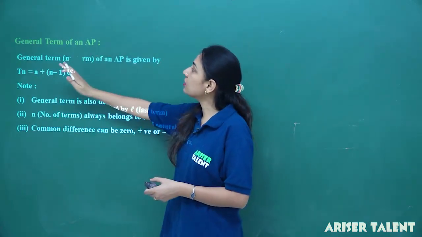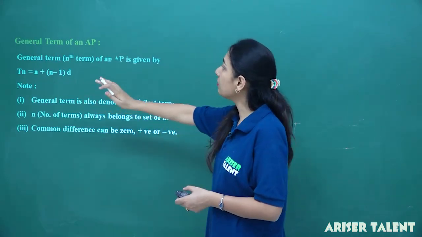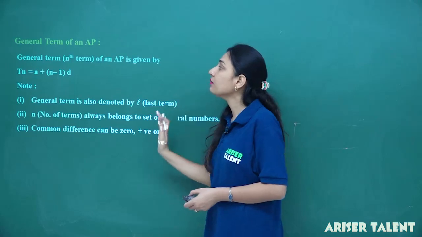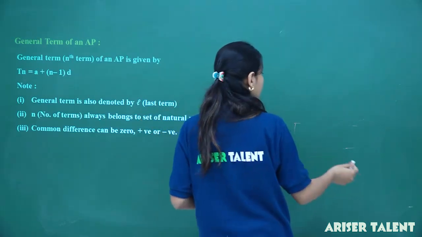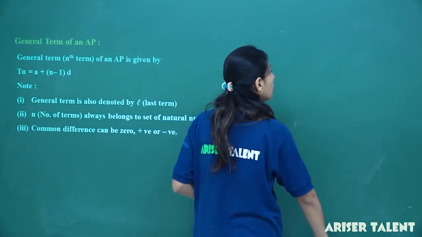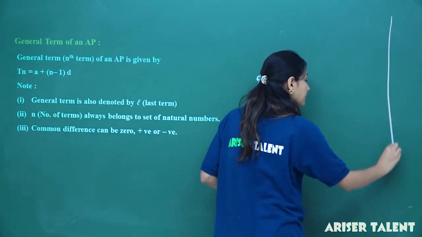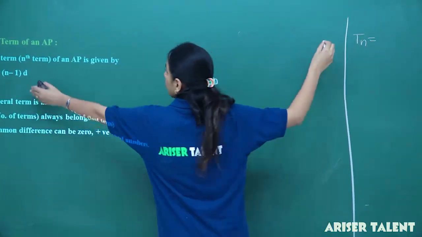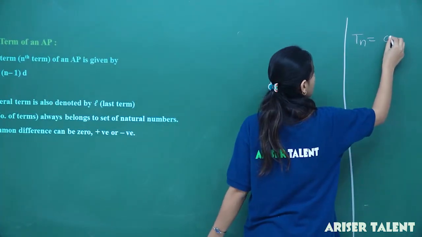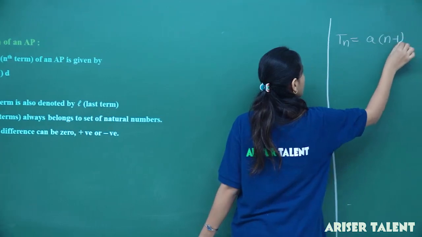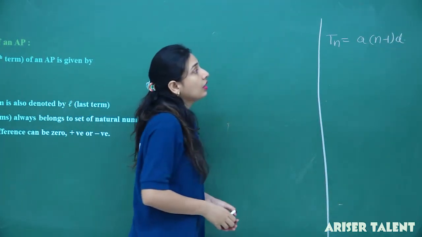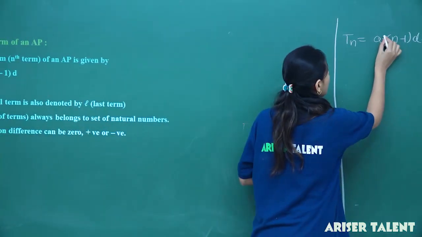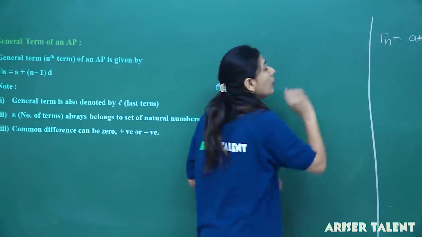In this general term of an AP, we are talking about the nth term of an AP, which is given by Tn. We are taking the formula here in the corner. It says that Tn equals a plus (n minus 1) d. Here we will be having a plus sign. You know about this a.